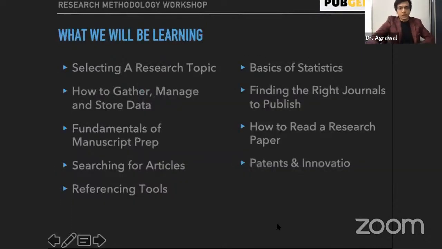So this I shared with you guys yesterday on the WhatsApp group. These are the basic pointers that we'll be learning throughout this workshop: selecting a research topic, and how to gather, manage, and store data. I conducted a pre-workshop survey before we started today, and I learned that most of you are from the first or second year and have next to no experience in research. So I won't be going into the depths of statistics or research writing. I will be touching on them so that you understand how papers are written and how to read papers whenever you need to. But today, we're going to have you learn more about what a research topic is, how you go about starting your own research, and just the basics of manuscript preparation and searching for articles.